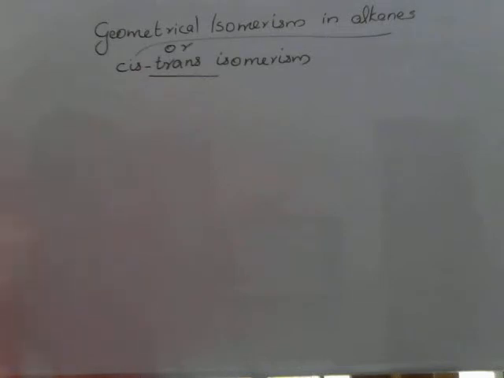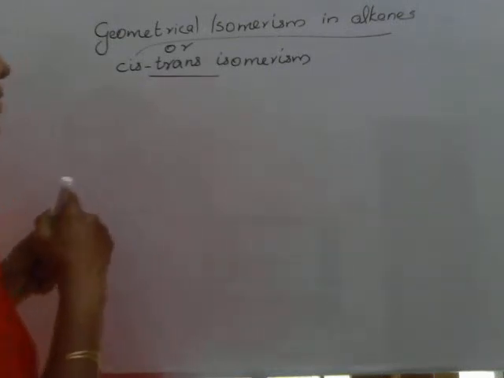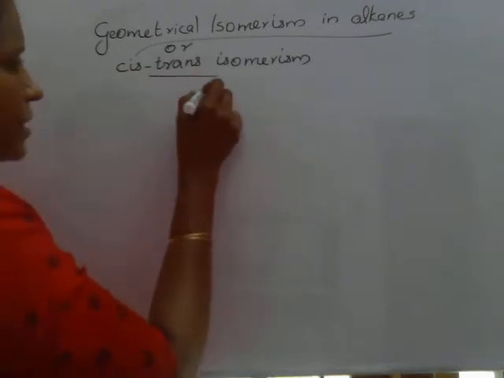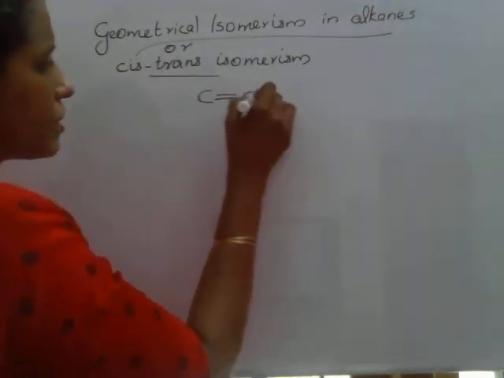Geometrical isomerism is due to the different arrangement of atoms or groups around the carbon-carbon double bond. So here the isomers will be different in the way the atoms or groups are arranged around the carbon-carbon double bond. Let's take an example of an alkene of the type. Alkenes, we know, have a carbon-carbon double bond.